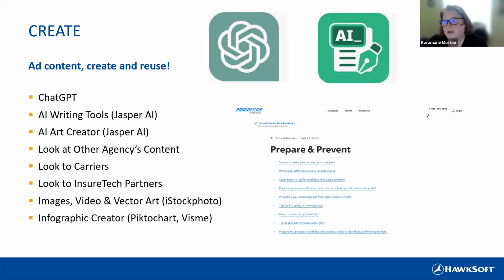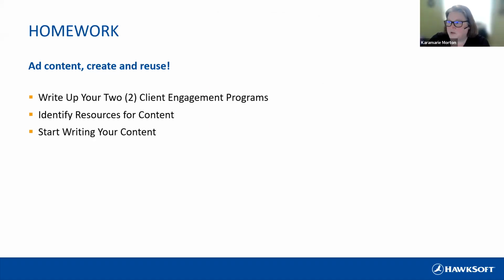Determine if you need to go and get any other external technologies that are either free or cheap. I promise you, almost everything on this list is either free or extremely inexpensive. And the amount of time and energy you're going to save is well worth the investment. So you're going to write up your 2 client engagement programs as outlines. You're going to identify the resources for your content. And you're going to start writing your content.